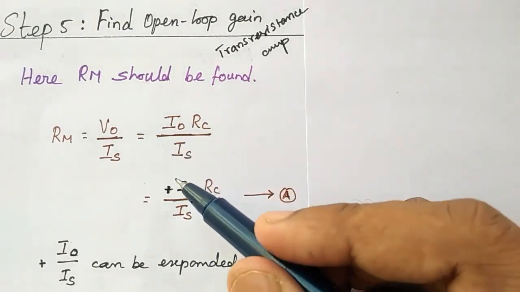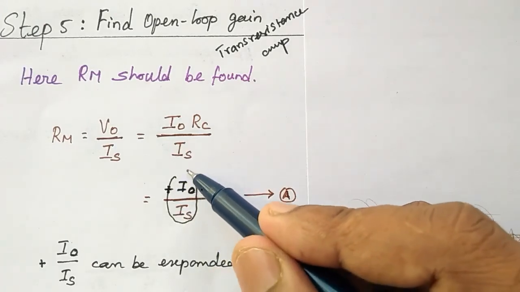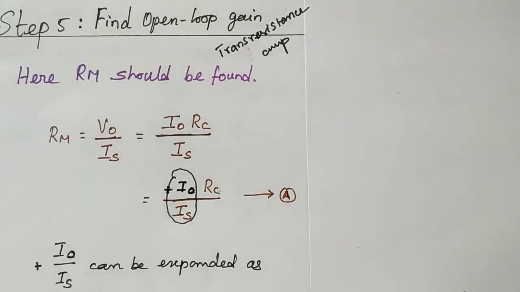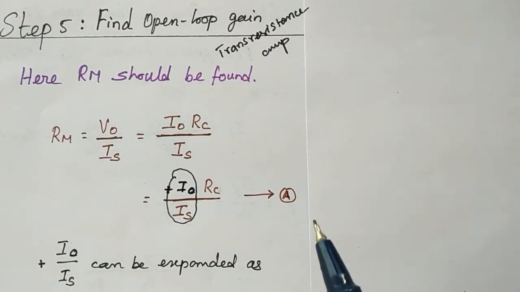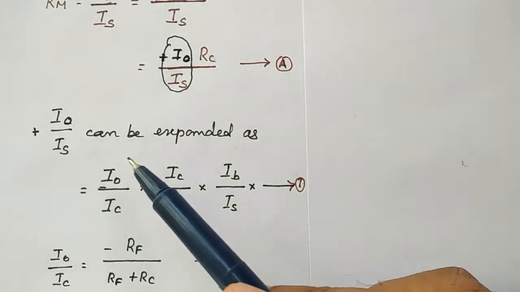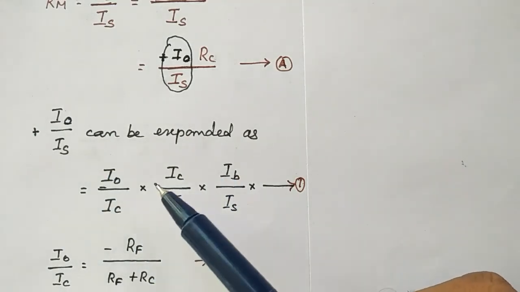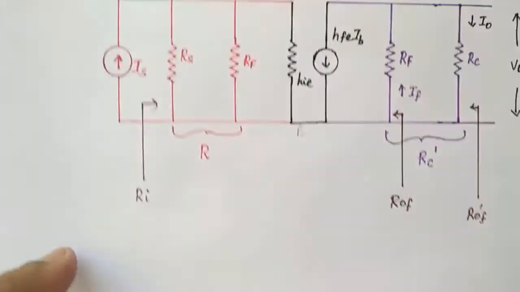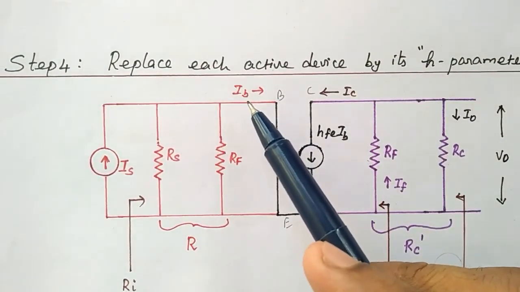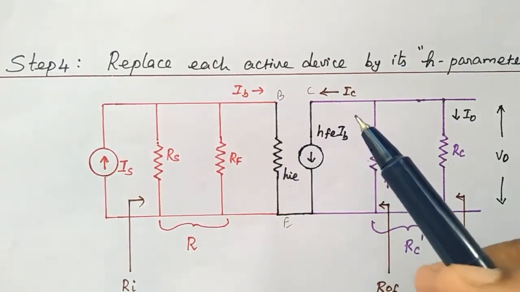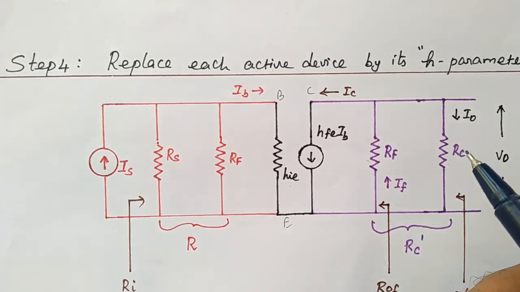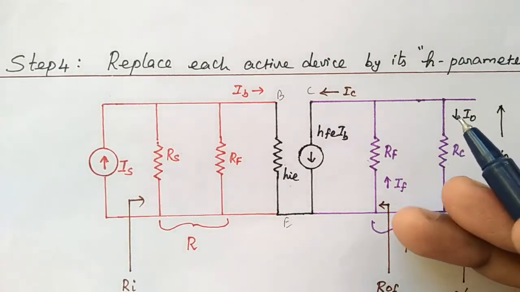Next, we have to expand this expression. This is the ratio of the output current and the input source current. We have to find the intermediate stages so that we can calculate this expression. So I0 by IS can be expanded as I0 by IC into IC by IB into IB by IS. Look at this diagram. Here we have many currents. IB is the base current, which flows into the base. IC is the collector current, which flows through the collector to emitter. The I0 current flows through the load resistance RC. Hence we go from the output to the input.